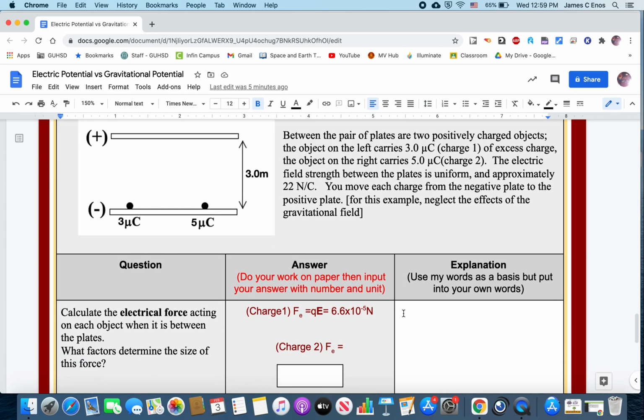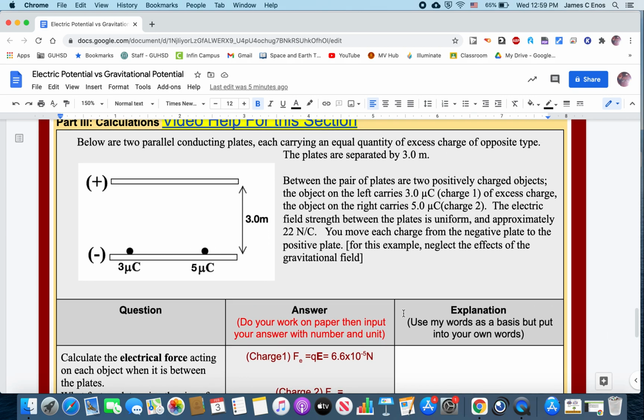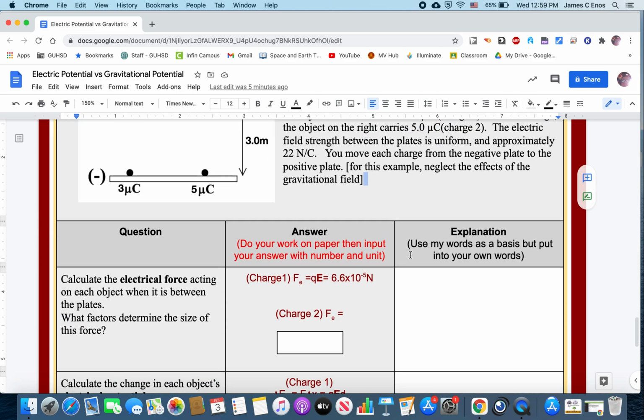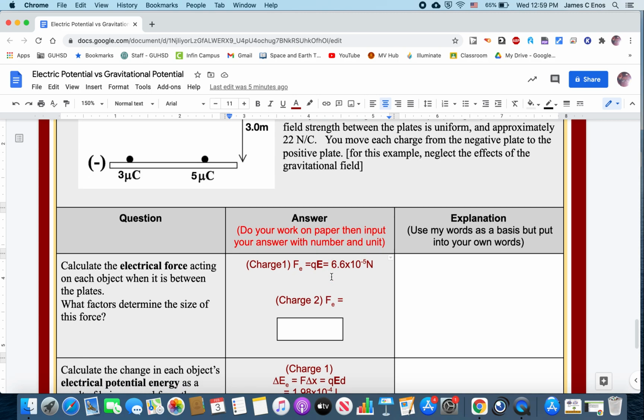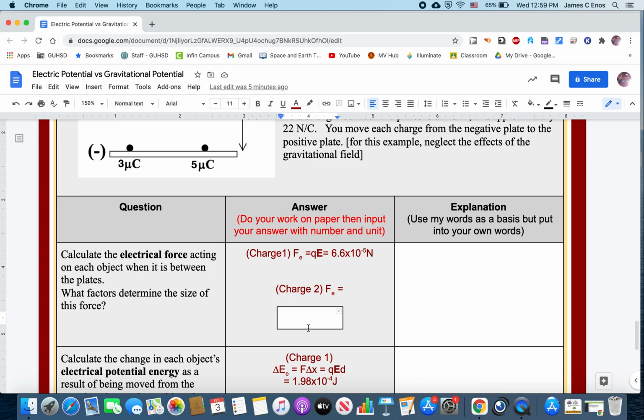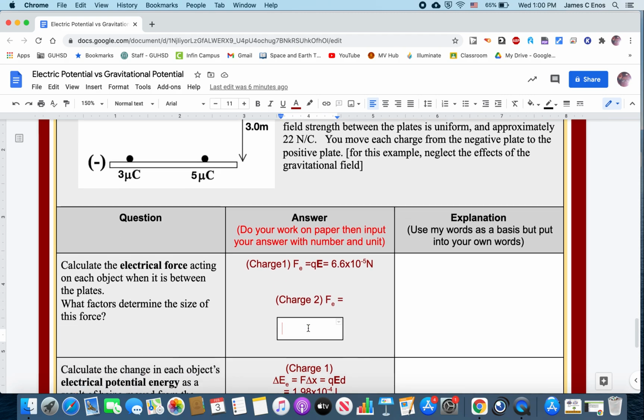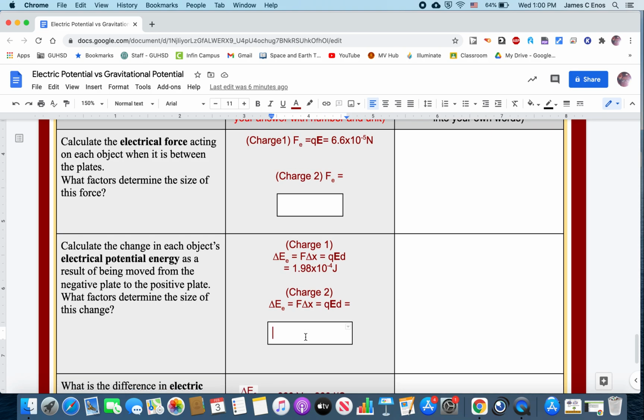I continue. I look here, and I have a similar situation, but now it's different. We have a different electrical field, 22 newtons per coulomb. We also have different charges, charge 1 and charge 2. For charge 1, I give you the calculation to find the electrical force on the first charge, given the charge and the electrical field strength. I want you to type in your answer here telling me the electrical force on charge 2, being the 5 microcoulomb charge. Now I want you to calculate the electrical potential energy. I show you how to do it for charge 1.